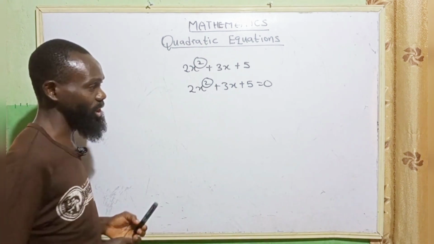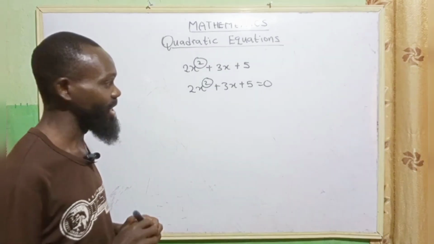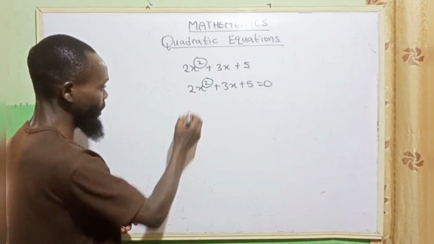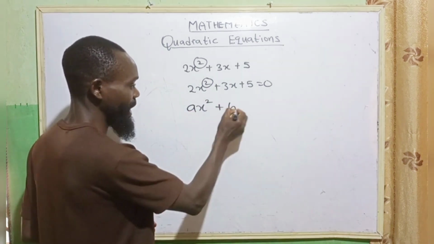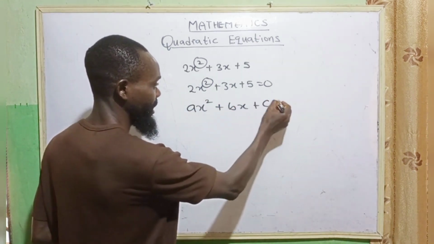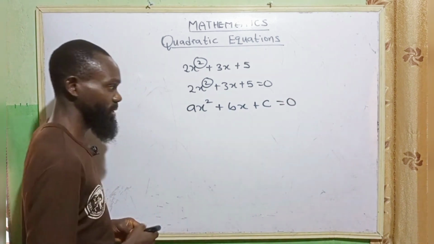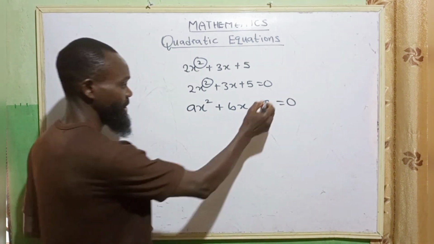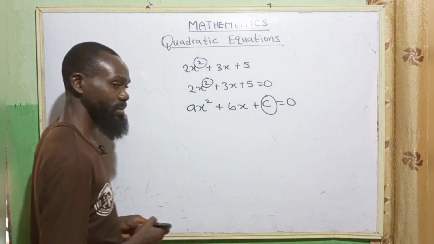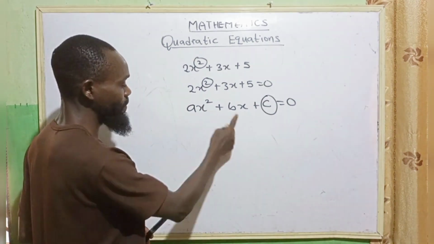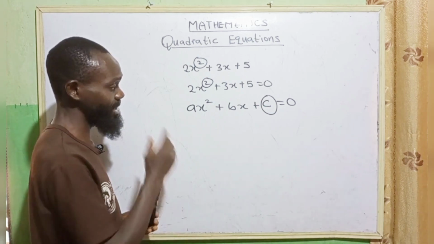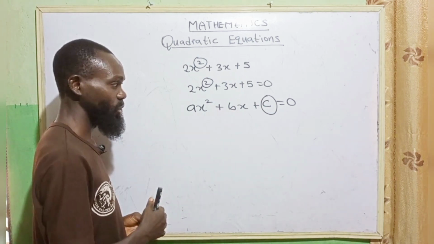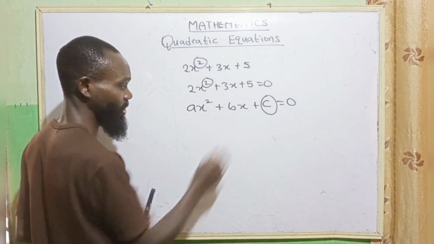A quadratic equation has a general formula, which is ax squared plus bx plus c is equals to 0, where c is a constant. And this a and b, which are coefficients, are variable, in the sense that they can change. So they can be changing, where c is a constant.